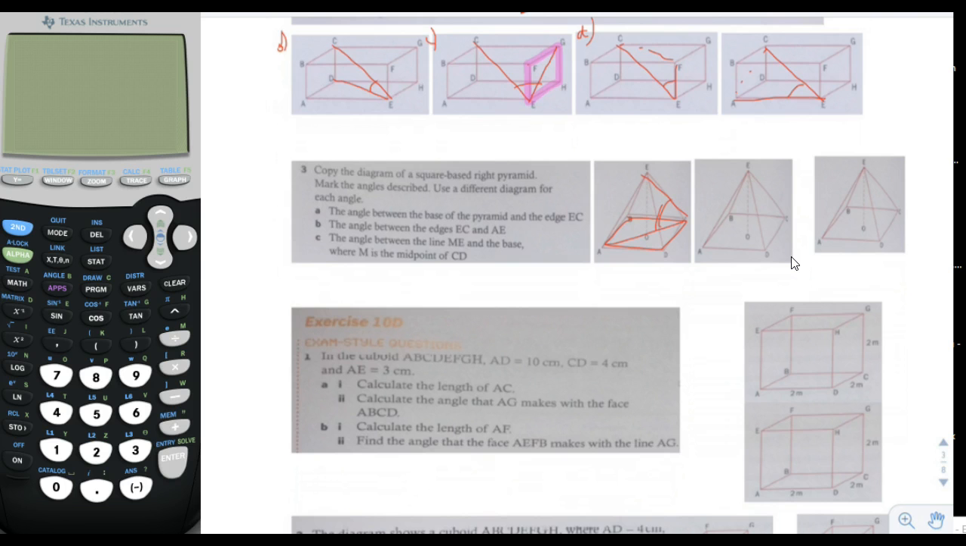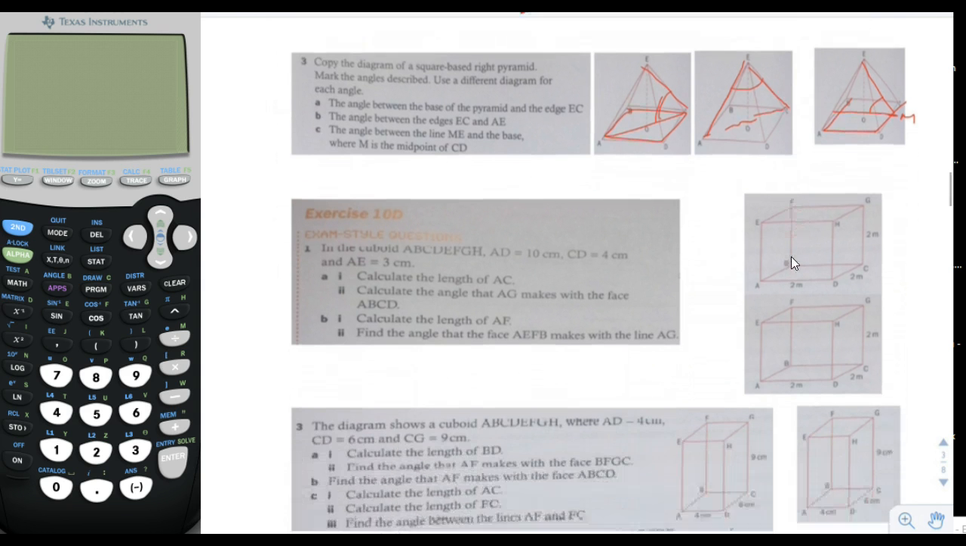B. The angle between the edges EC and AE. EC and AE. Wow, okay. It's kind of like that. Okay? And the angle between the line ME and the base, where M is the midpoint of CD. So there's M. ME would be that line there. And it's with the base, so it would look kind of like that. Okay?